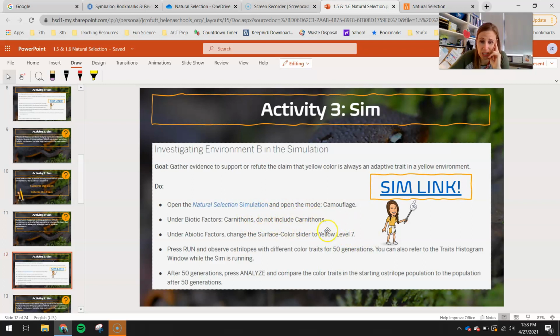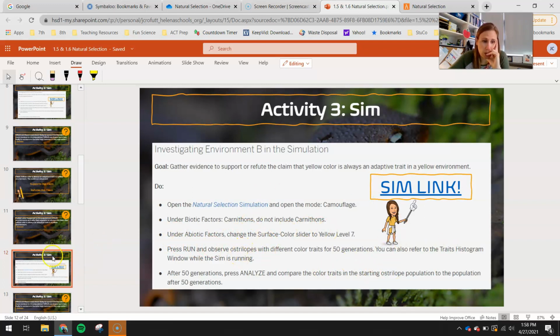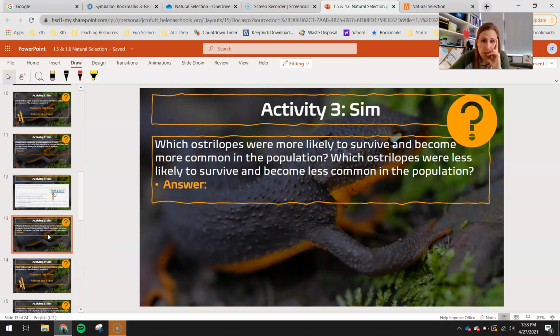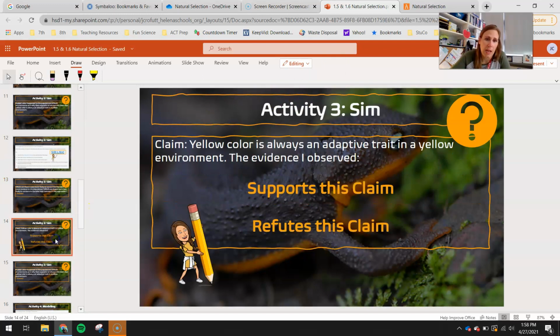So you're not going to have a predator in this one. And again, press run, watch it for 50 generations, and then answer the same questions. Which australopes were more likely to survive and become more common in the population, and which australopes were less likely to survive and become less common in the population? Is that supported or refuted?